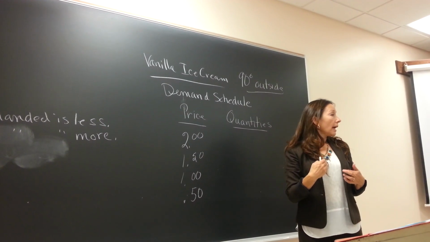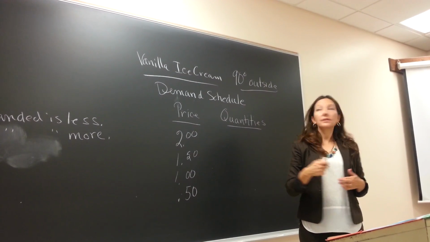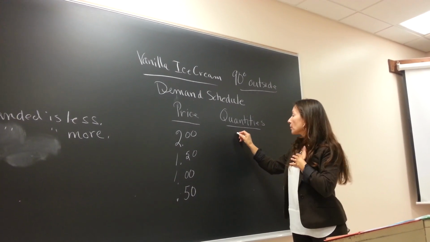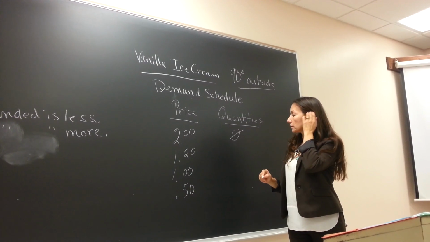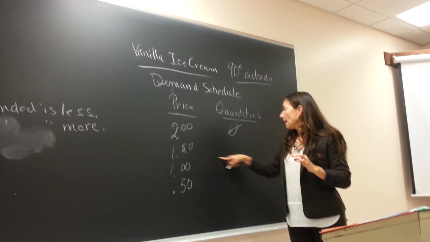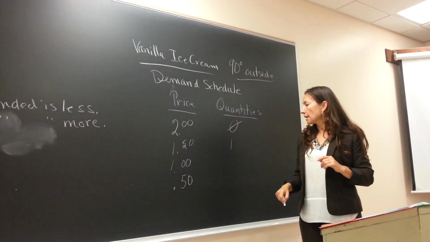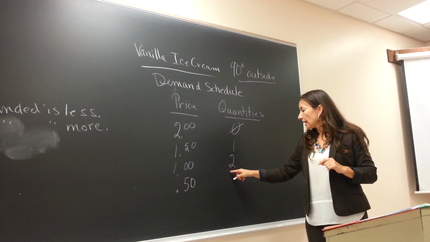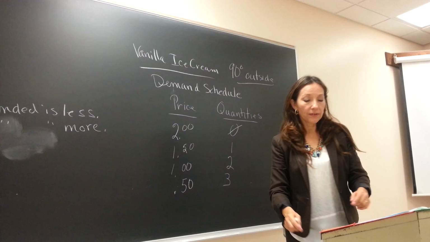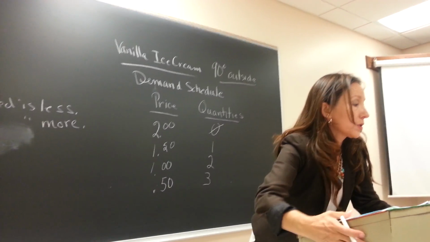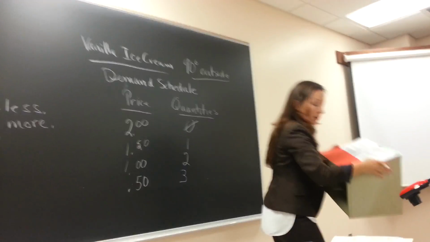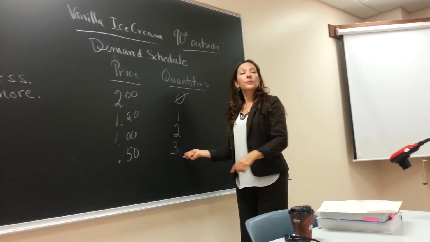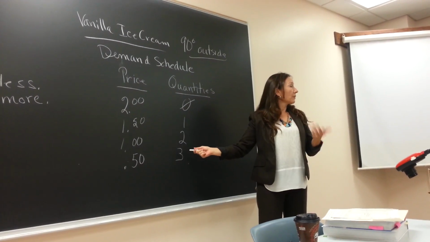So for me, at $2, I wouldn't buy a McDonald's ice cream cone for $2. Okay, so I personally would buy 0. I might buy 1 at $1.50. I might buy 2 at $1, and I might buy 3 at 50 cents. Okay, so you can see that as the price goes down, I am willing to buy more ice cream. Okay, this is my individual demand schedule.